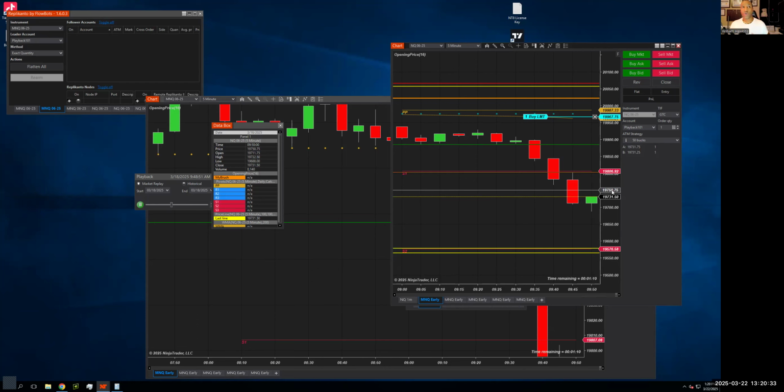Because the resting orders are good if you have cushion. If you have a decent cushion in your account, you can do a resting order because if it goes against you, you'll be okay. It's called a sweep. They call it a bull trap and a bear trap sweep.